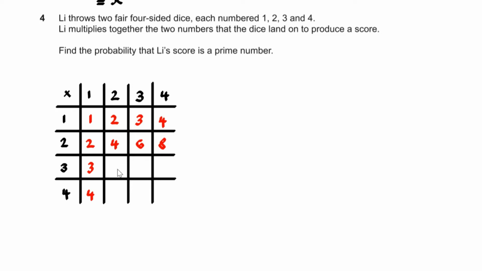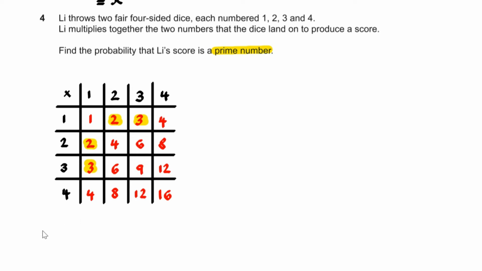3 times 2 is 6, 3 times 3 is 9, 3 times 4 is 12, 4 times 2 is 8, 4 times 3 is 12, 4 times 4 is 16. Now, we have to find the probability that Lee's score is a prime number. What are the prime numbers here? 2 is a prime number, 3 is a prime number. Our only prime numbers are 2 and 3. 1 is not a prime number because it only has a factor of 1.